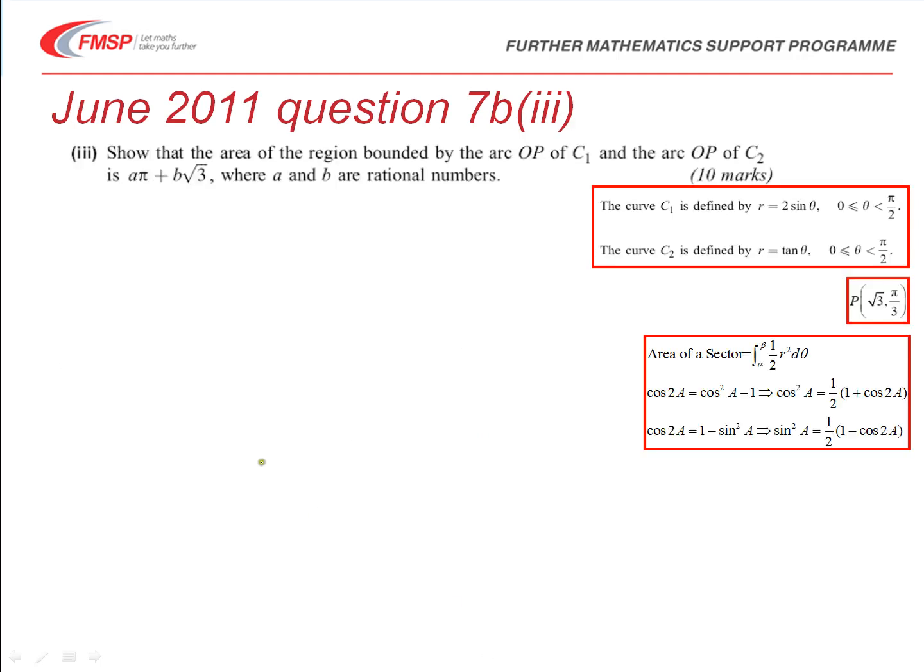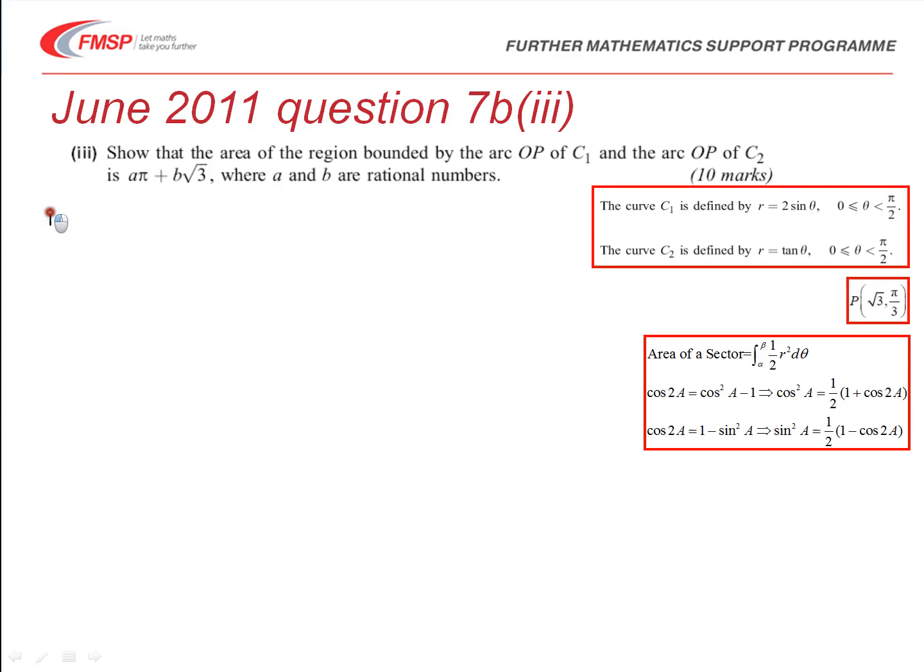Well, finally we've got to find the area of the region bound by the arc OP of C1 and the arc OP of C2. So we know that one of these is bigger than the other because the point halfway along it is further away from the origin than the other. And so if we find the area bound by the first arc and the area bound by the second arc, then the area between them will be the difference in those two answers.